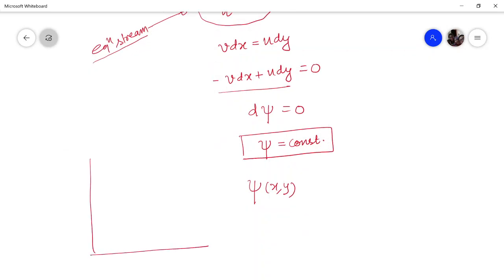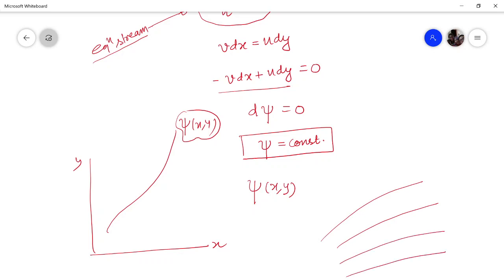So if this is your two-dimensional plane and this is the flow, this is some streamline, then this can be written as psi xy. So this psi is representative of this streamline. And if in a flow field you have a number of streamlines, then each and every streamline will have its own stream function.